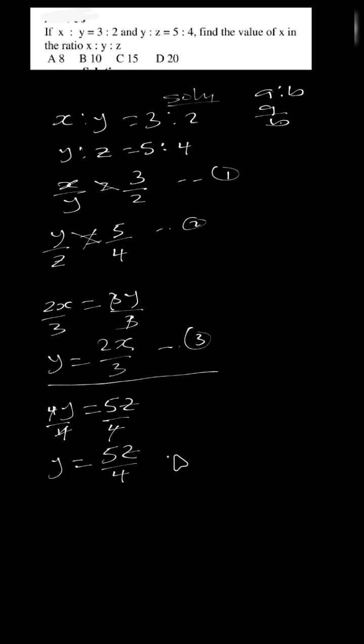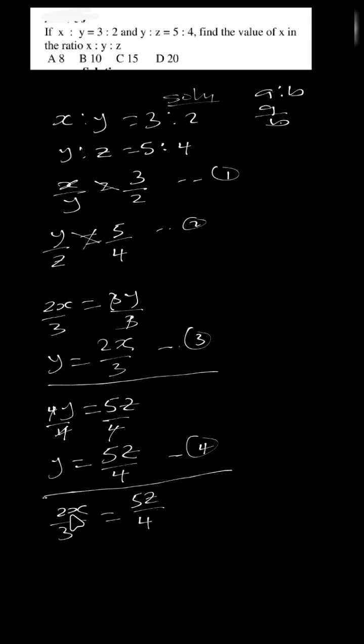Let's call this equation 4. So from equation 3, we have y equal to 2x over 3, and from equation 4, we have y equal to 5z over 4. Now you can equate equation 3 to equation 4. When you equate them, 2x over 3 is equal to 5z over 4. Now we are working towards x.